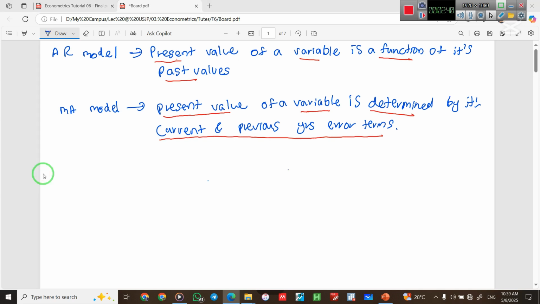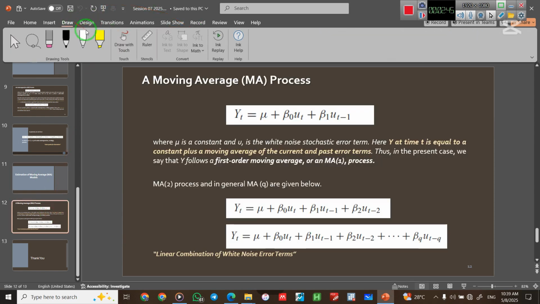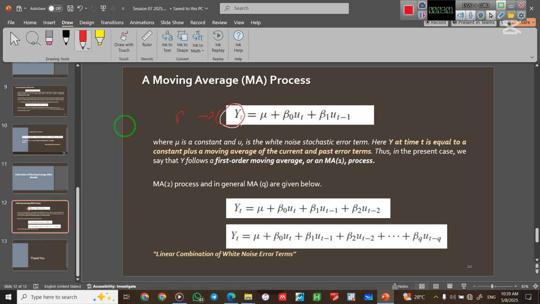So if we move to your lecture slide, in here you have discussed the moving average model, right? In here you can see that this is the equation that we are using for determining the MA model. So in here this is your present value, and this is your current year error term. And this is your previous year error term, right?